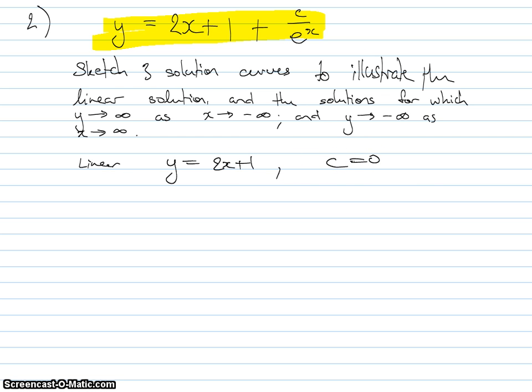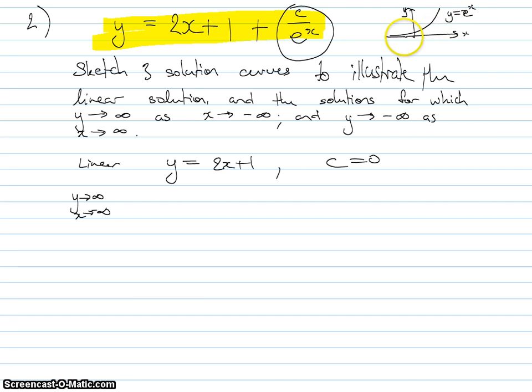What about the solution where y goes to infinity as x goes towards negative infinity? Well, that means I want to put in a very small but negative x. Now, this part is always going to be linear, so really the part I need to care about is this c divided by e to the power of x. When x is very, very small and negative, if we think about our e to the x graph, it looks something like this, right? y equals e to the power of x, and the y axis.